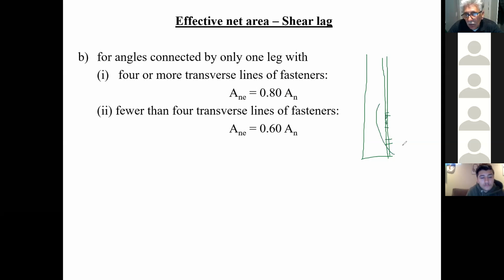Because we only have 3 bolts here and we only have 1 leg that's connected, whatever net area I calculate, I have to multiply that by 0.6, this coefficient, in order to take into account the shear lag that's happening in my connection.